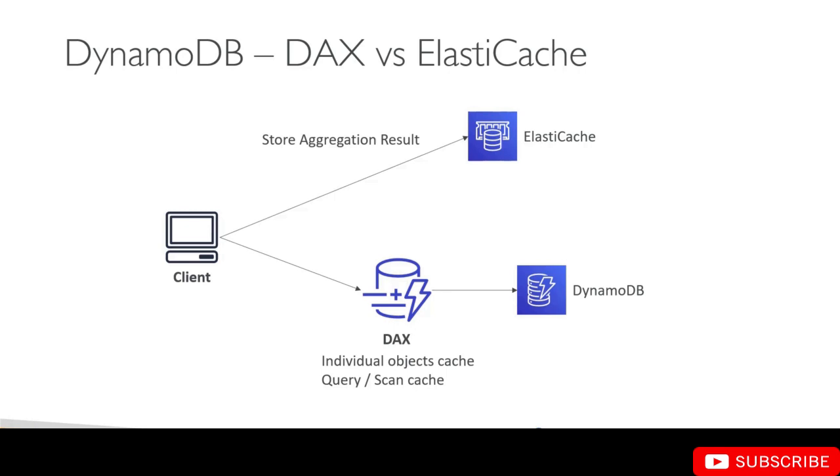We use DAX to cache individual objects or the results of query or scan operations. But if your application is compiling some aggregation results using the DynamoDB data, then that data cannot be returned to DAX. DAX can only store data that is returned from the DynamoDB table in response to DynamoDB API requests. So if you have any other data like the aggregation results, you can use a cache like Elasticache to store the aggregation results.